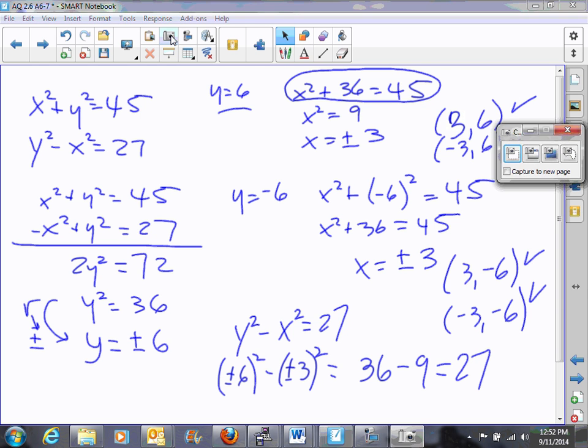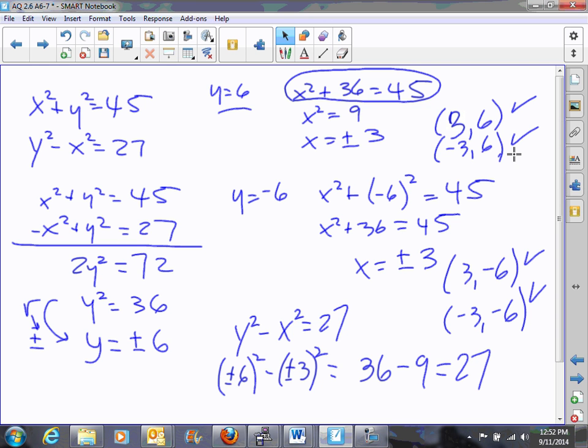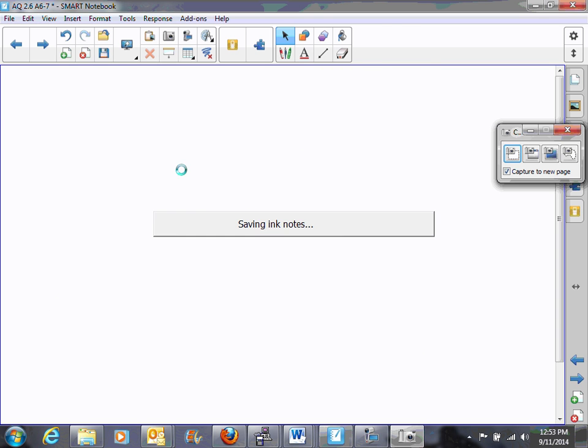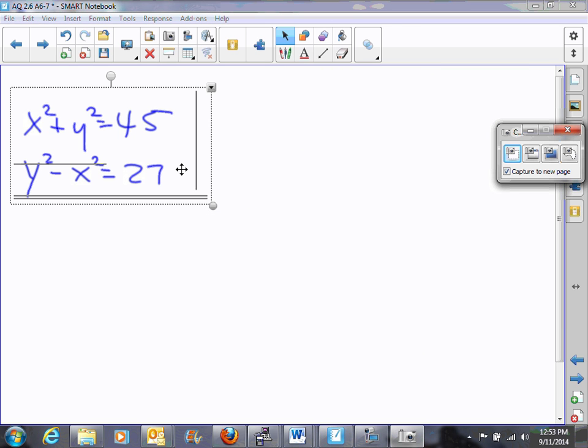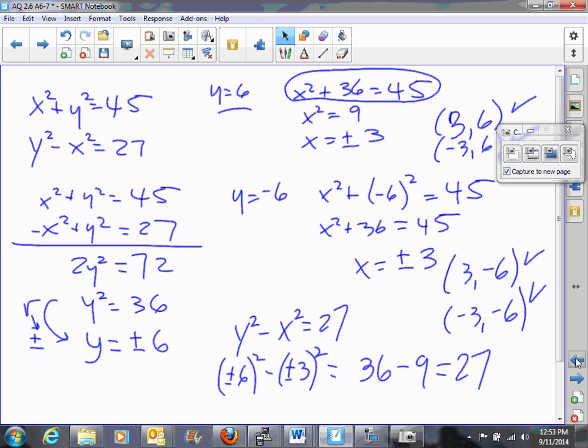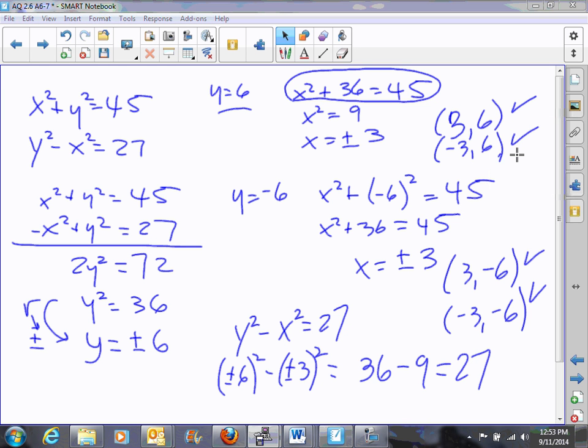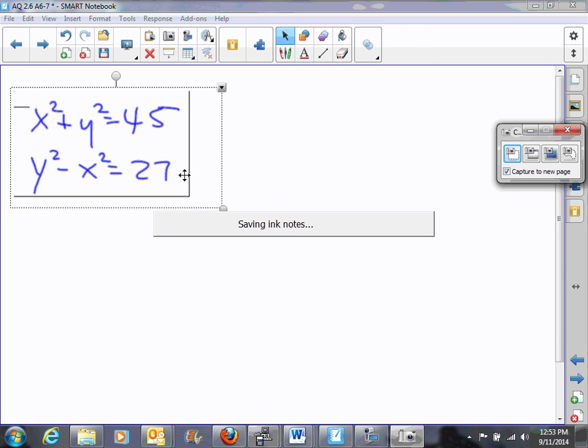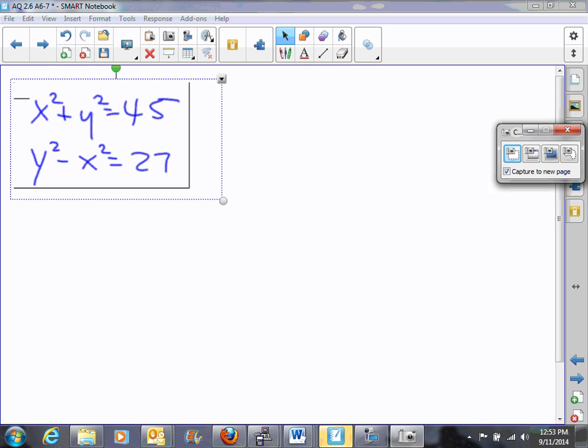So let's just do this. I'm going to capture the problem. Oh, that's ugly. Let's try it one more time, see if it won't do a better job. There we go. Why is it doing that? Huh. Okay, well, there we go.